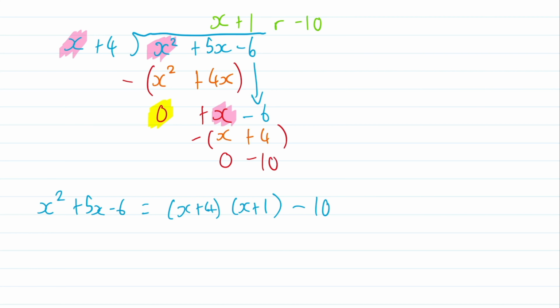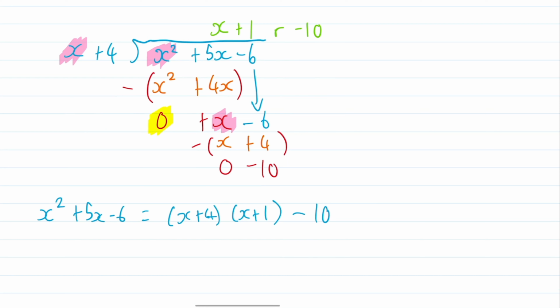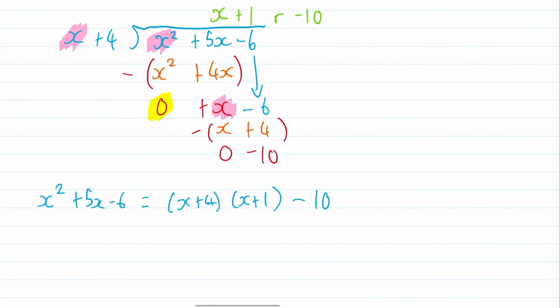x squared plus 5x minus 6 is equal to x plus 4, brackets, x plus 1, all in brackets, minus 10. Now, the reason I've chosen to write it like this is I want to assign some algebraic terms to this process I've done here in order to get some kind of proof which I can represent algebraically that can apply to any type of polynomial. So, like I said, I want to assign some terms here.